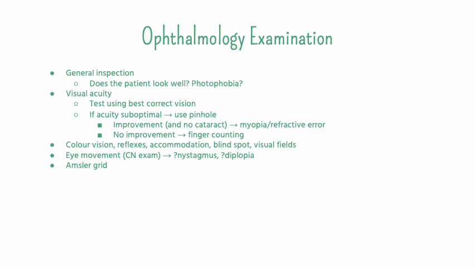Visual acuity is tested using the best corrected vision, and if the vision is suboptimal, we generally use a pinhole to determine whether it's a refractive or non-refractive condition. Depending on what you're working up, colour vision isn't always the most important aspect of the exam to perform. Instead, you should really focus your exam on cranial nerves. So, for example, by testing relevant reflexes, including the pupillary light reflex, both direct and consensual, accommodation and corneal reflex, blind spots, visual fields, particularly if there is visual loss or change, and the red eye reflex.